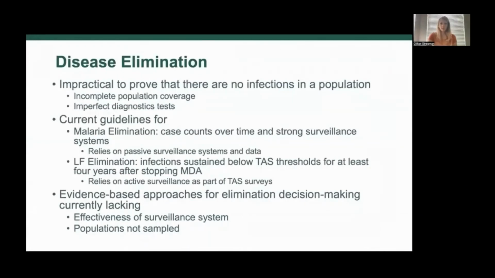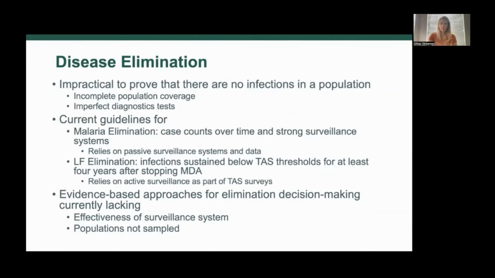Elimination is difficult to prove because it is impractical to really confirm that there are no infections in a population unless we sample everybody in the population with the perfect diagnostic test. Otherwise, we can't be sure that the person we missed or infection that we missed doesn't contribute to transmission, and therefore elimination is not achieved.